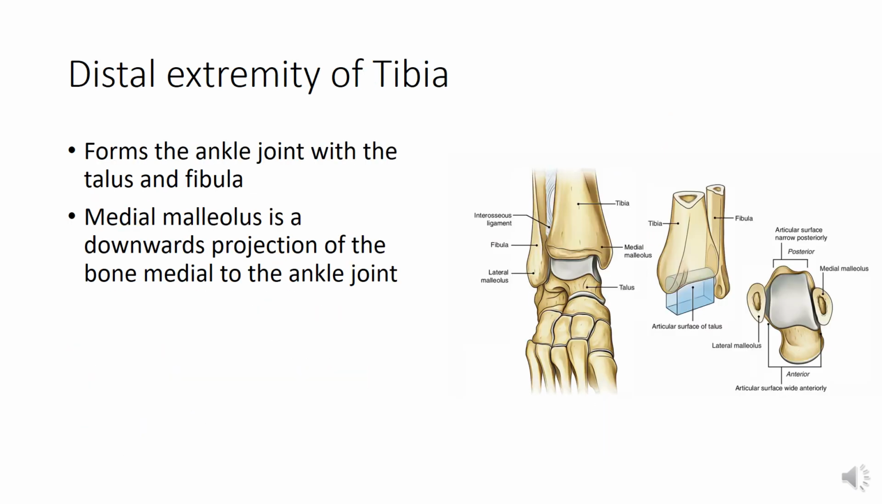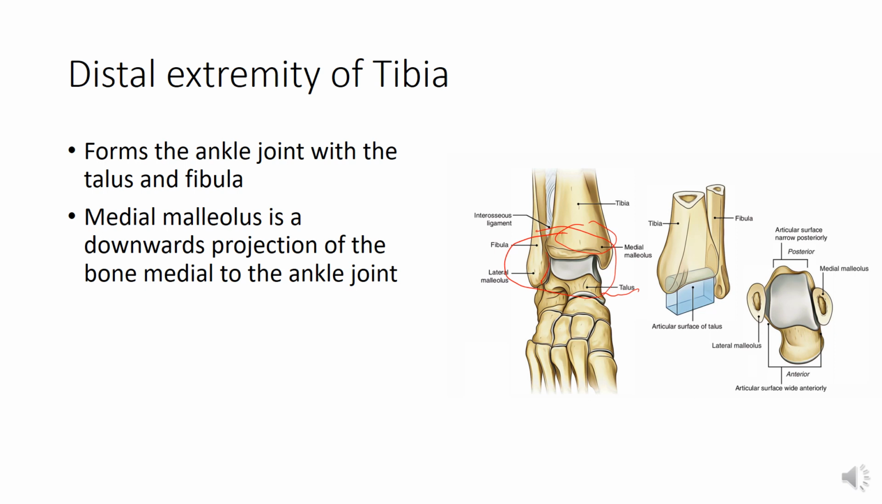Distal extremity of tibia, it forms the ankle joint with the talus and the fibula. So here you can see this is the talus bone, and this is the fibula, and this is the lower end of the tibia, which is forming the ankle joint. Now this one is the ankle joint, and it is formed between the tibia, talus and fibula.